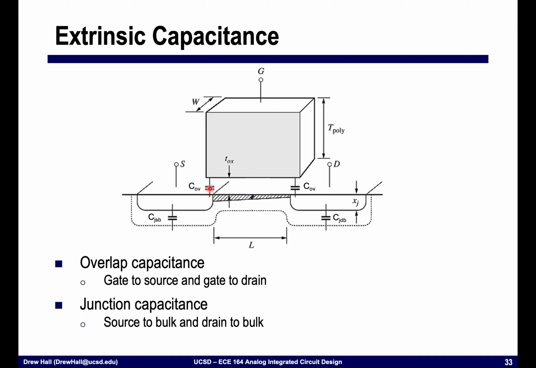In addition to that, we have depletion capacitance from the source and from the drain towards the body. These are very much like what we were talking about with the channel capacitance. These are dependent on the voltages. These are just reverse bias diode capacitance.